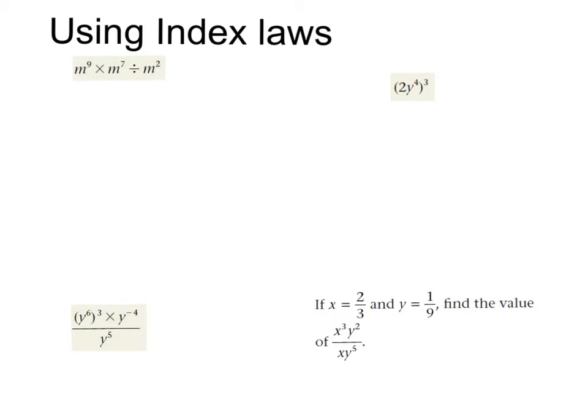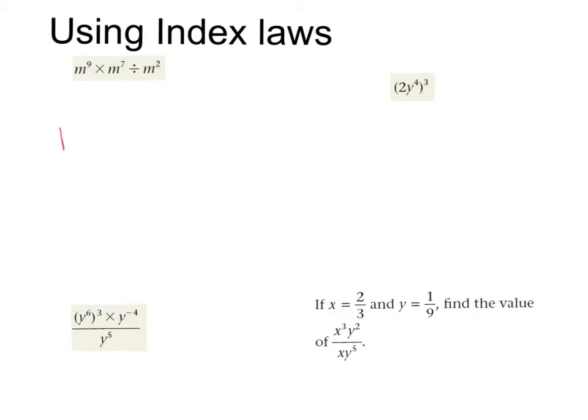Alright, we start off our first question, which is m to the power of 9 times m to the power of 7 divided by m to the power of 2. This is the first index law that you learn. The fact is that if you're multiplying different terms that have the same base, you just add the powers, or add the indices.